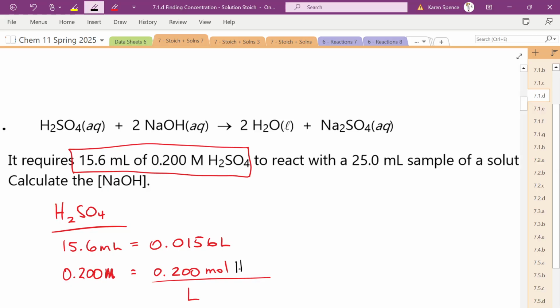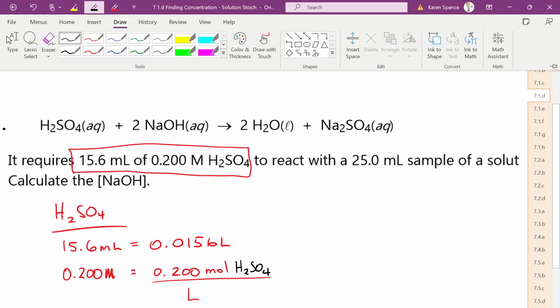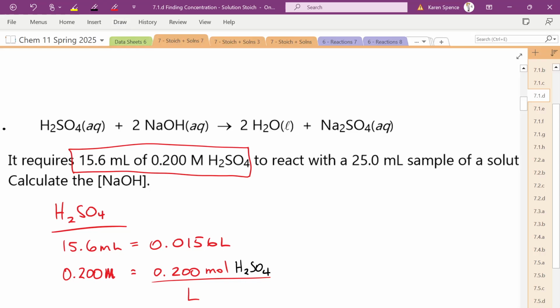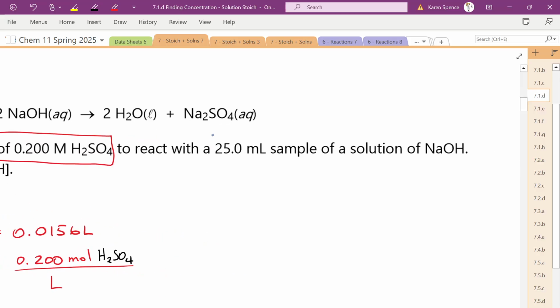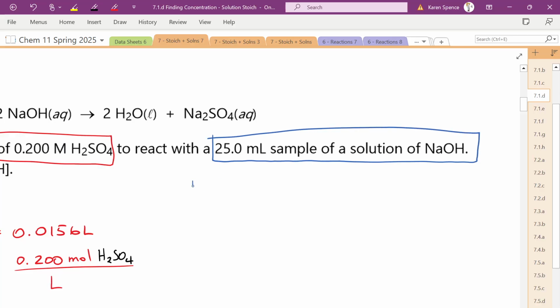Moles of H2SO4. Remember, when we're doing stoichiometry, you always want to have your chemical formula after the moles so you know what you're dealing with. So that's substance number 1. We also have substance number 2, which is our 25 milliliters of NaOH.